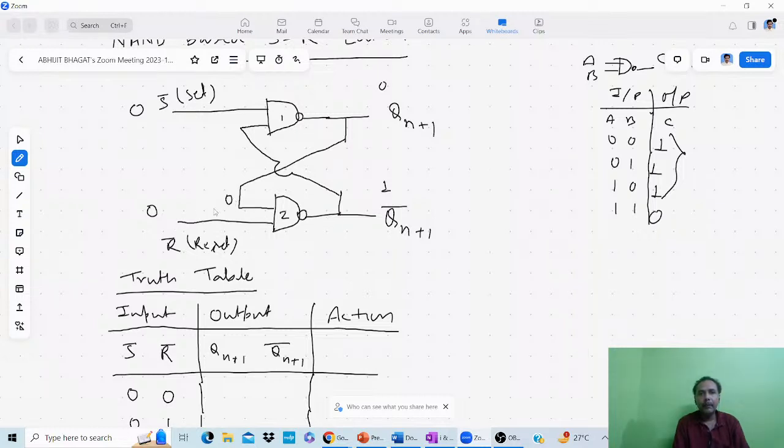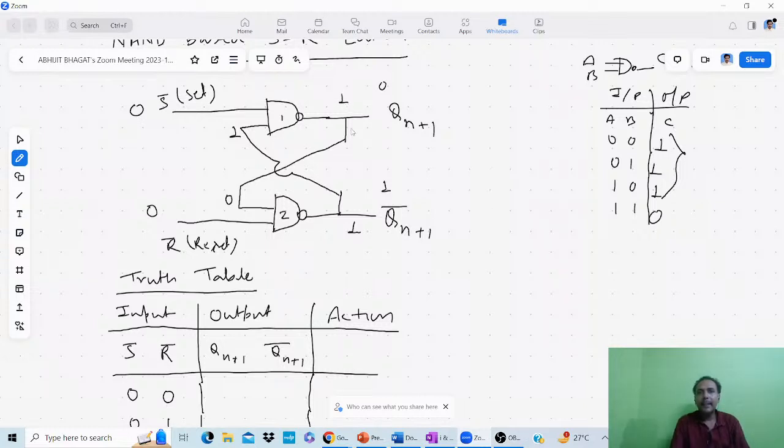You can see here, both are zero, your output is one. Okay. Now it is one, so this will be one. So zero zero, zero one. Here also one input is zero, so here the output is one.